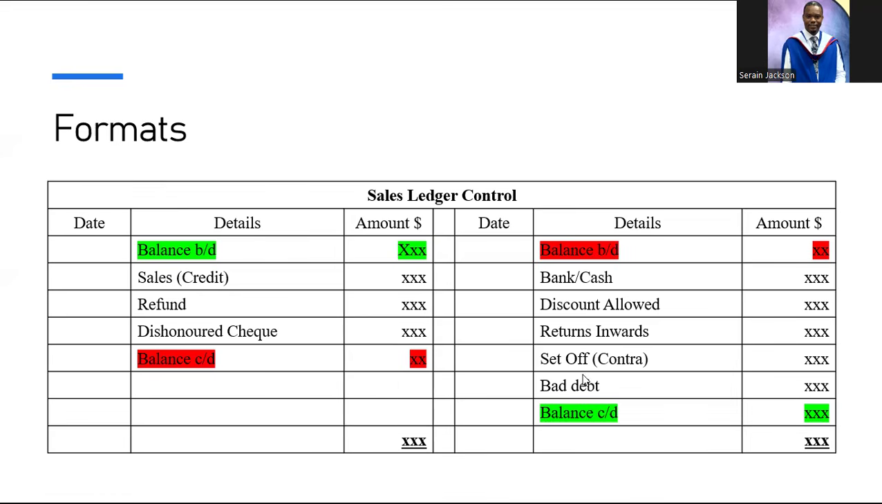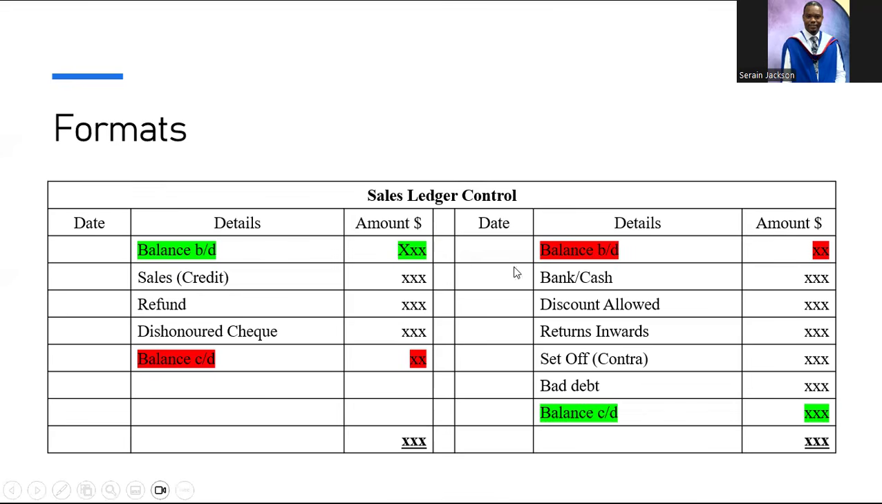On the credit side, you would find all the items that would reduce what your debtors owe to you. So that is a very important concept. Write that down, pause the video, write it down.